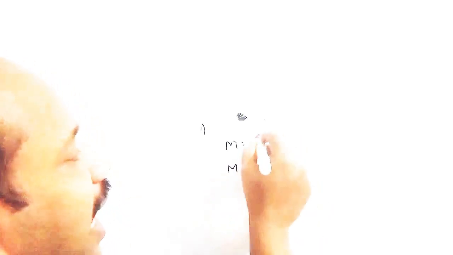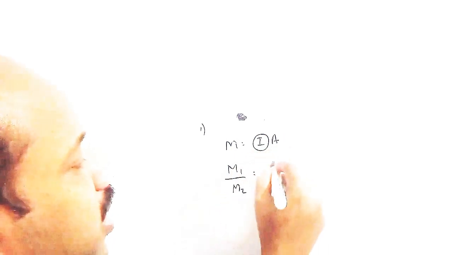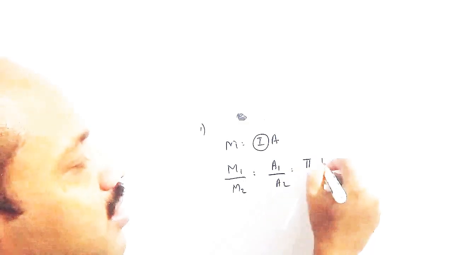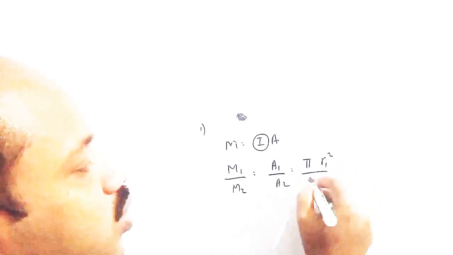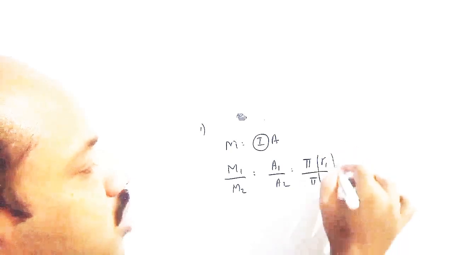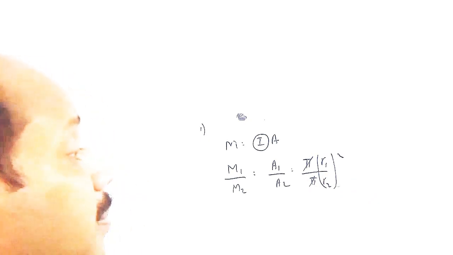What is the equation for the magnetic moment of a loop? For a single loop, it is IA. Now I is constant, therefore M is proportional to A, therefore M1 by M2 is equal to A1 by A2. A1 is pi R1 squared, A2 is pi R2 squared. Better to take it as (R1 by R2) the whole squared, pi would cancel. That will be the ratio between their magnetic moments.